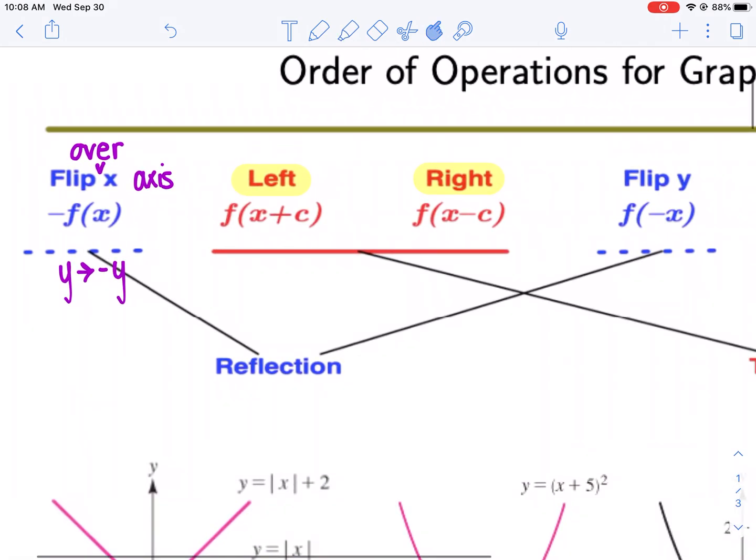Another kind of reflection, as we read left to right, would be if there's a negative sign inside the function on your x value. That means you're going to flip over the y-axis. In other words, your x values change. Think back to symmetry.